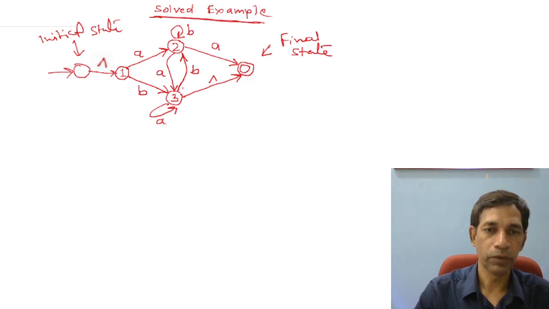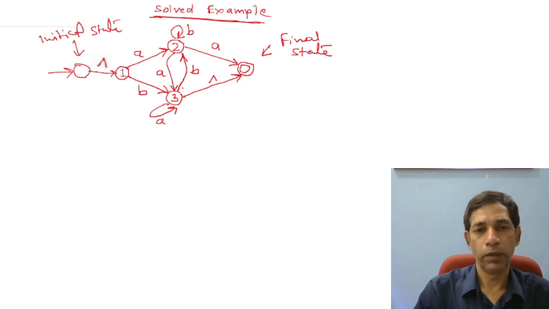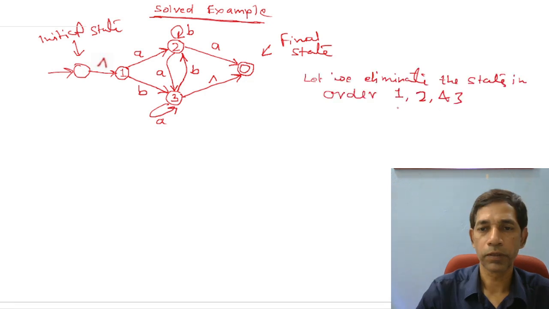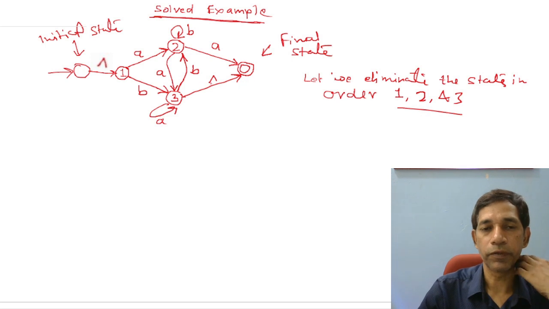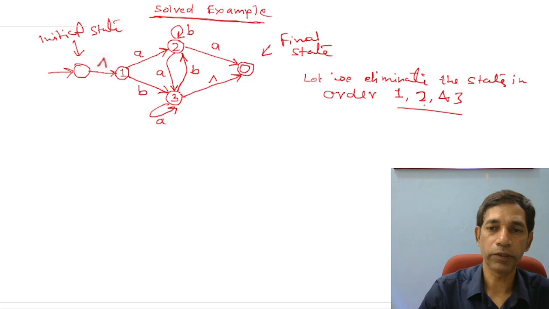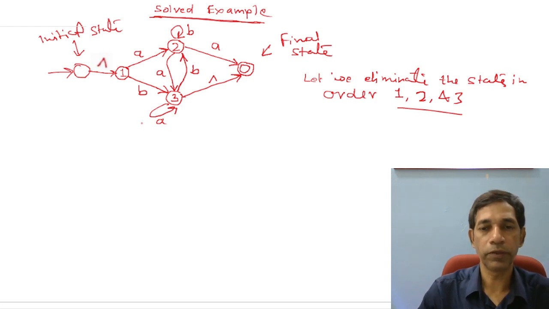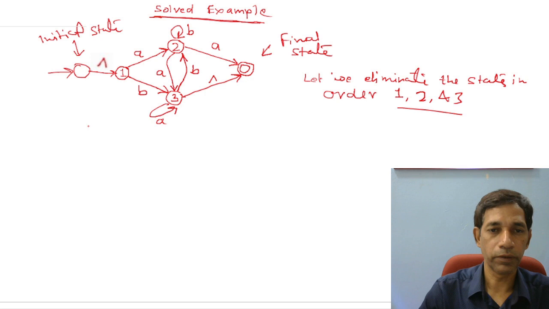Now what do we need to do? We need to bypass and eliminate the states in this transition graph one by one, and we can fix some order. We have fixed the order: we first eliminate state 1, then we go for state 2, then we eliminate state 3. So how can you eliminate state 1 from this transition graph?